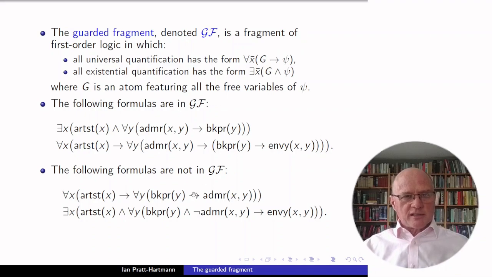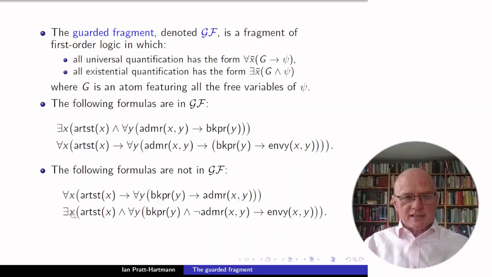And finally, here we have two examples of formulas which are not in the guarded fragment. We see that this is not guarded because if you look at this universal implication here, the consequent has two free variables, x and y, but although the formula to which the universal quantification is applied is an implication, the antecedent of that implication does not have x as one of its free variables, so that's not guarded.